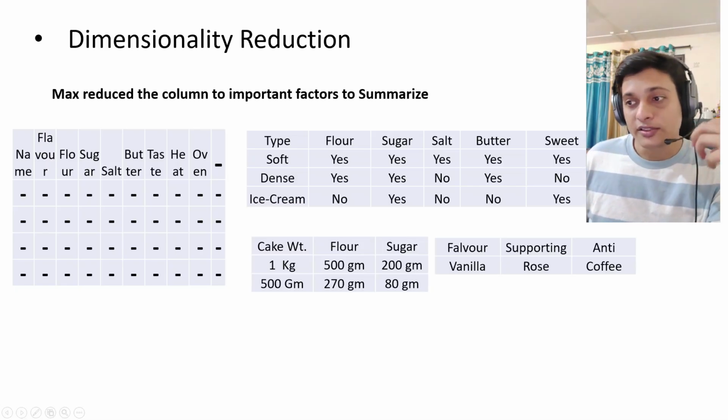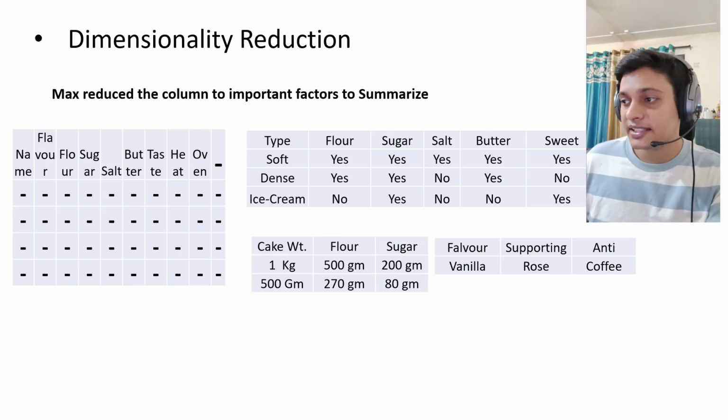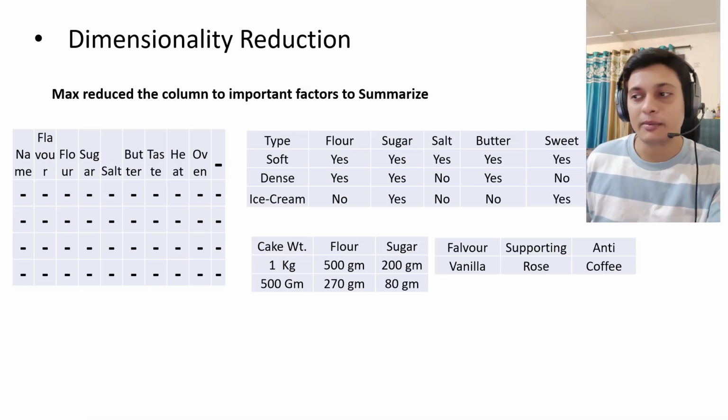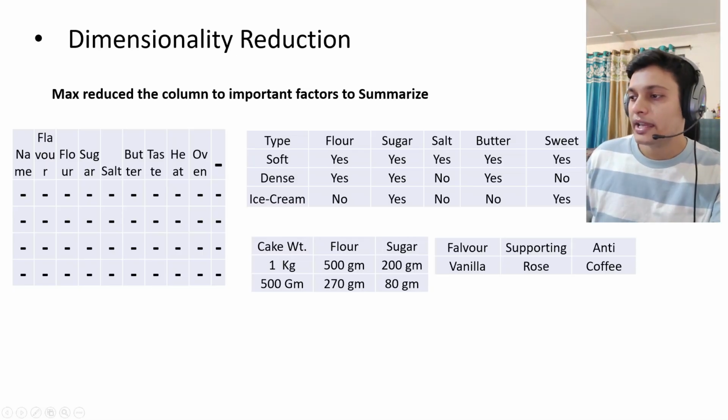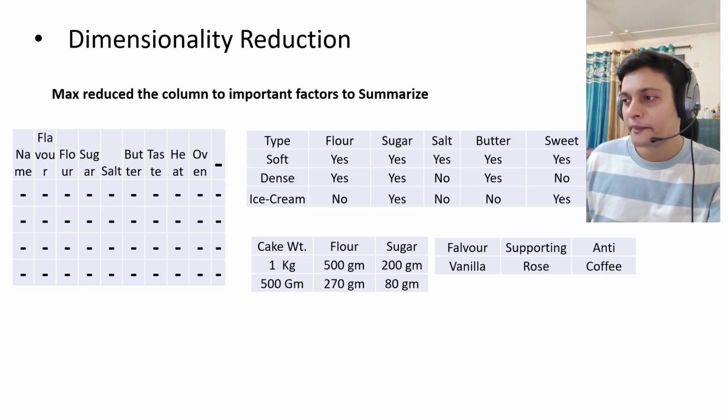Again, it also segregated the weight category. If the cake weight is 1 kg, then flour will be used 500 gram, sugar will be used 200 gram. And there is one more discovery Max made: the flavor, the supporting flavor, and the anti-flavor, those flavors which will not combine with that flavor. So if I'm using vanilla, I can combine it with rose, but if I combine it with coffee, then it might be something disgusting.